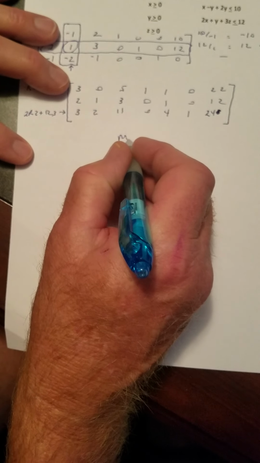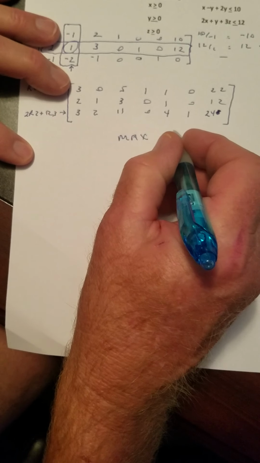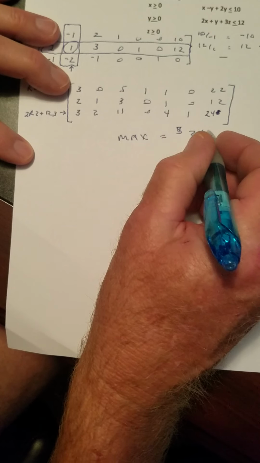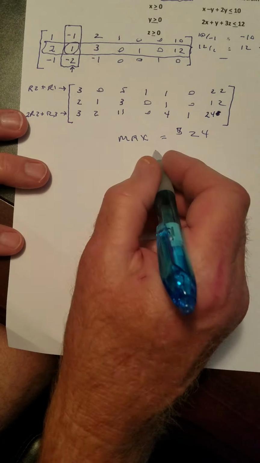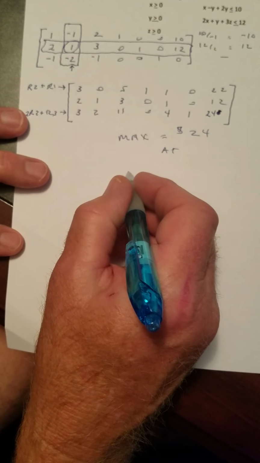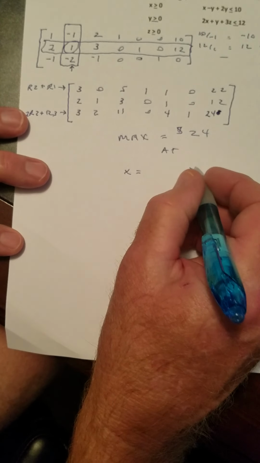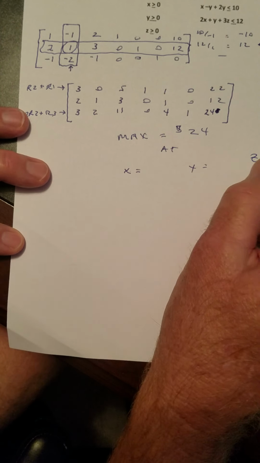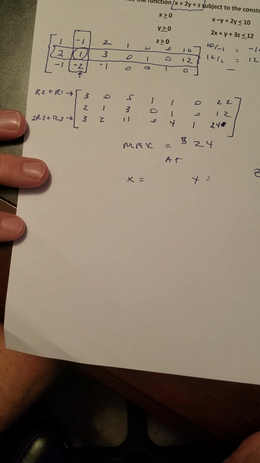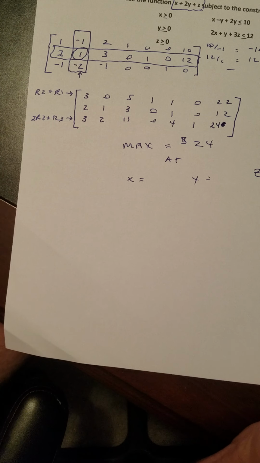Okay, so my max is $24 at x equals, y equals, z equals. Found a mistake. I don't know why I put a 2 there.